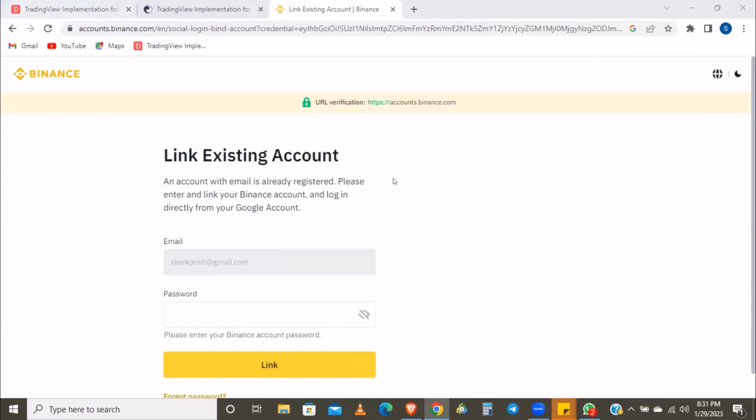So Binance is where all crypto related activities take place. This is where you get to see all coins. You can trade all coins, you can buy all coins. You can do a lot of things on Binance. So I want us to progress.